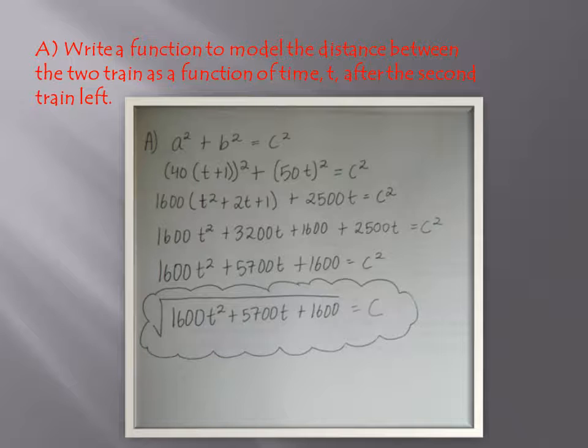Distribute and you get 1600 times (t squared plus 2t plus 1) plus 2500t squared equals c squared. Distribute the t squared plus 2t plus 1 to 1600 and you get 1600t squared plus 3200t plus 1600 plus 2500t squared equals c squared. Combine like terms and you get 4100t squared plus 3200t plus 1600 equals c squared. Square root both sides, and finally the function is the square root of 4100t squared plus 3200t plus 1600.